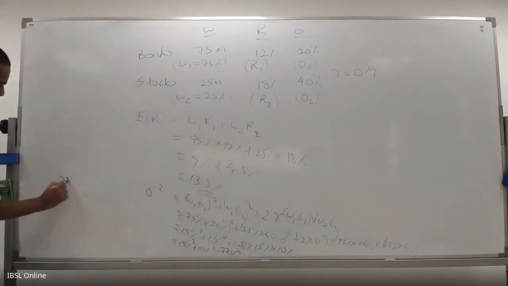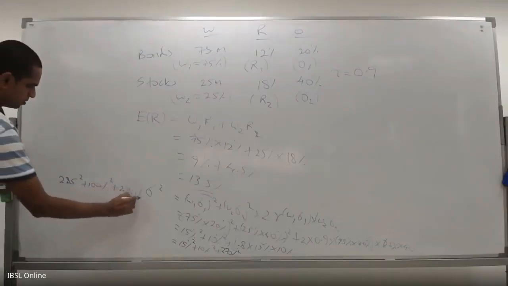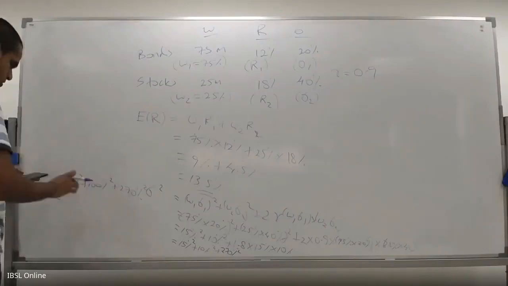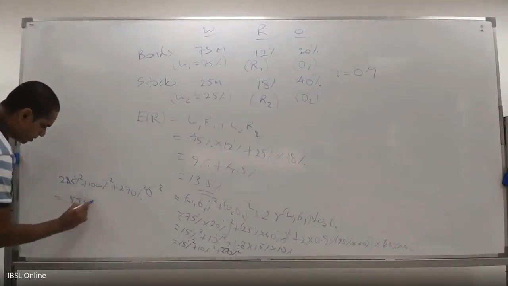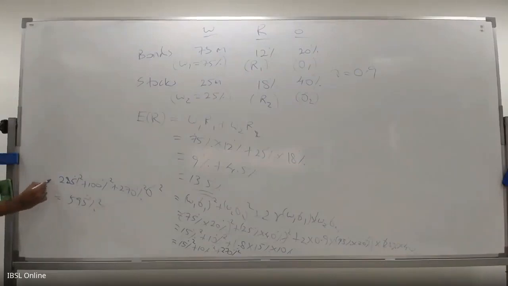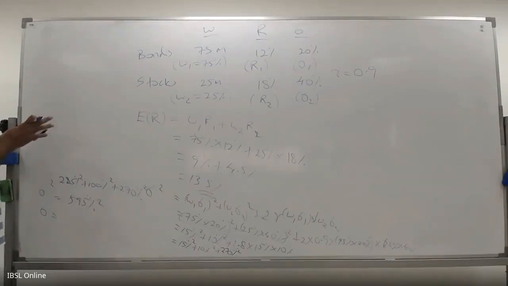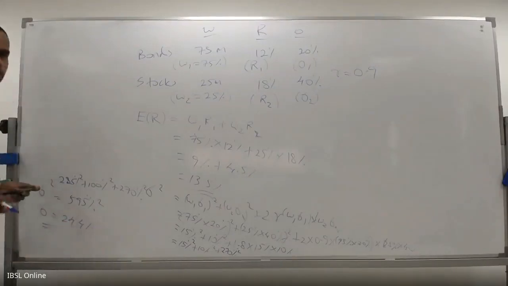So 225% square plus 100% square plus 270% square comes to 325 plus 270, 595% square. Right? That is your variance. Therefore, your standard deviation is the square root of 595. Yes, you're perfect, 24.4%. Right.